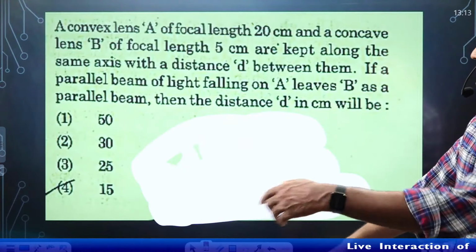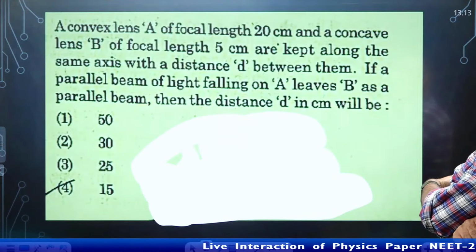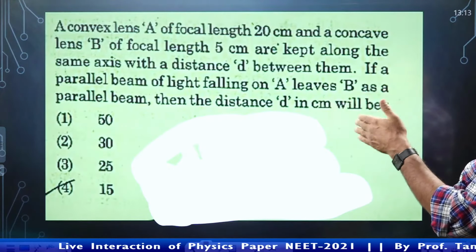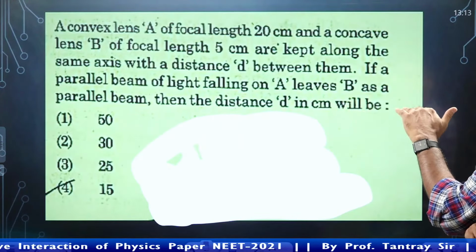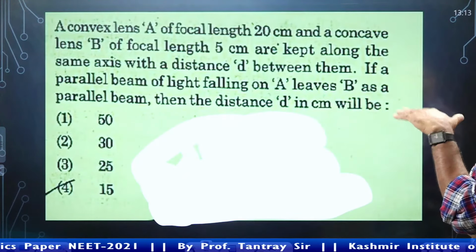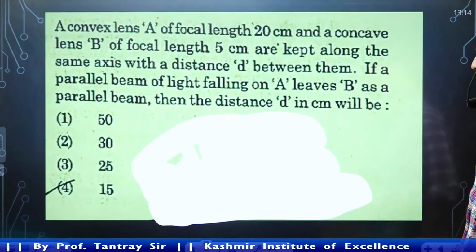A convex lens A of focal length 20 centimeters and a concave lens B of focal length 5 centimeters are kept along the same axis with a distance d between them. If the parallel beam of light falling on A leaves B as a parallel beam, then the distance d in centimeters will be. The question is like this.